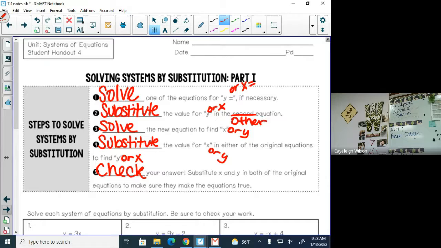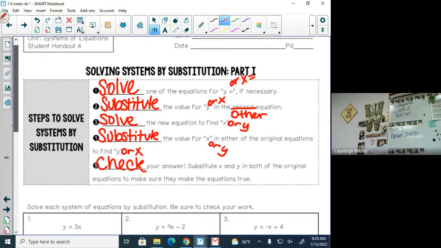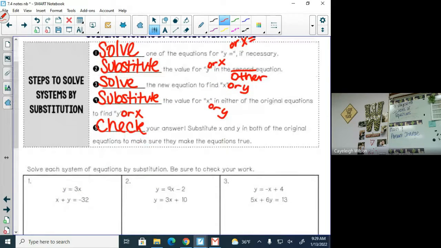Okay. All right, so we're gonna constantly go back to these over and over and over again, okay? So pay attention. If you're tired today, wake yourself up because you're gonna be really lost. Okay, so the problems, the directions, solve each system of equations by substitution. Be sure to show your work.